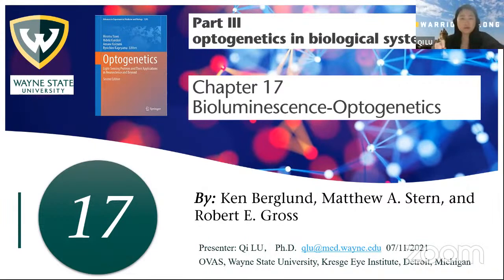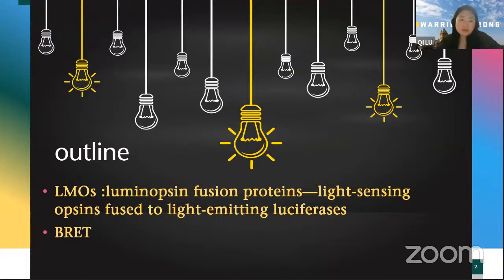Today I'm going to present chapter 17, Bioluminescence-Optogenetics. Generally, in this chapter we're going to talk about the luminopsin fusion protein. It's a light-sensing opsin that is fused to a light-emitting luciferase. And we're also talking about bioluminescence resonance energy transfer.